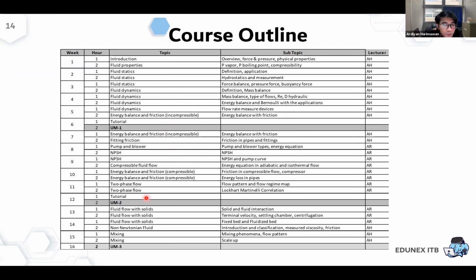After that, we will cover two-phase flow. In this subject, we will discuss gas and liquid flow, because in some operations, for example in oil and gas operation, the fluid is not a single fluid. It will be liquid mixed with gas, and the flow pattern behavior is quite different between two-phase flow and single-phase flow.